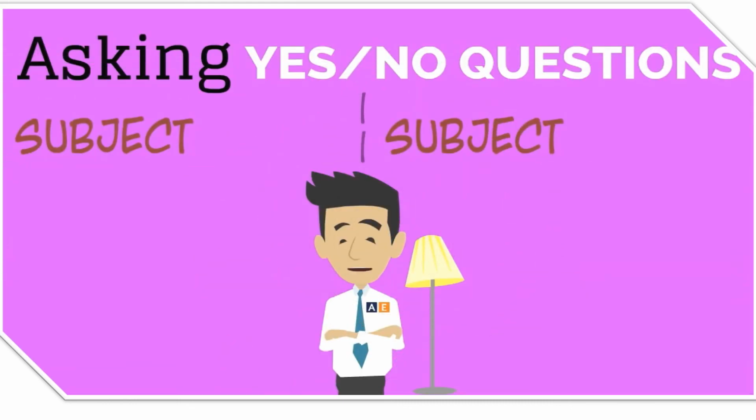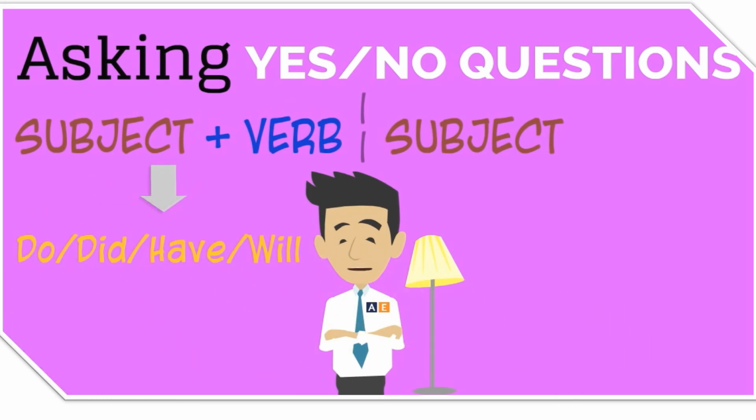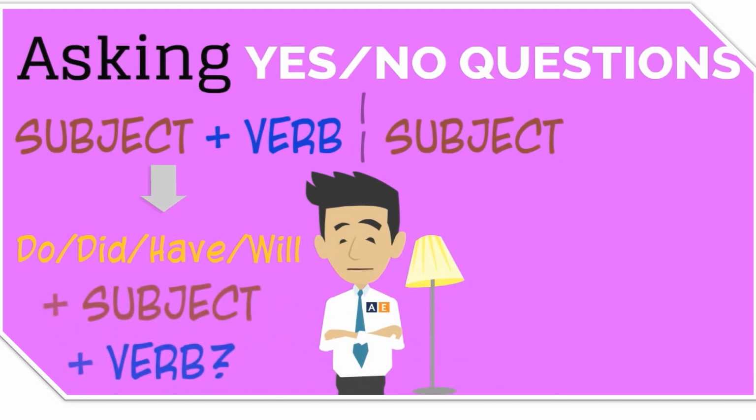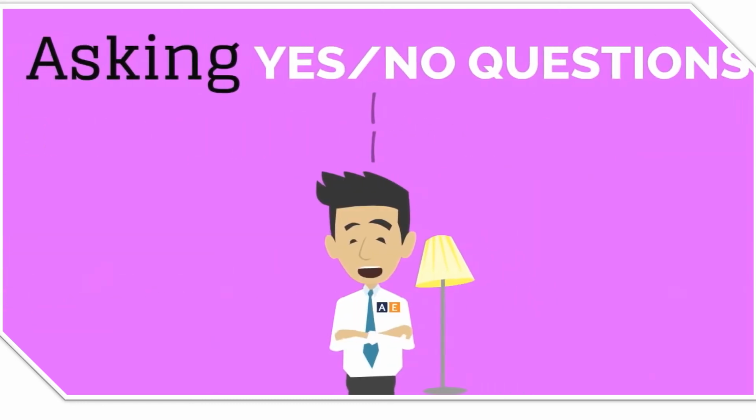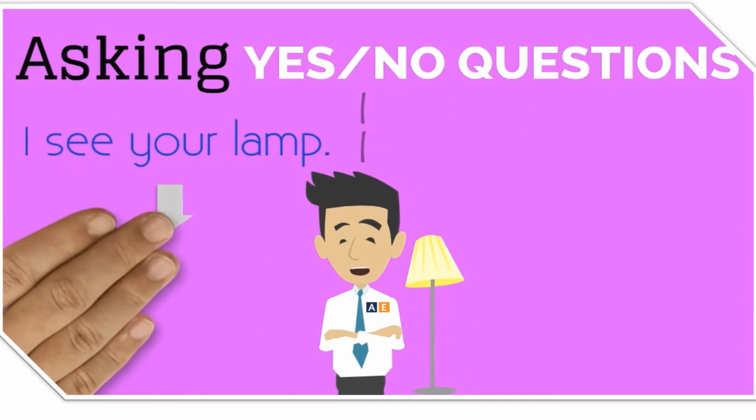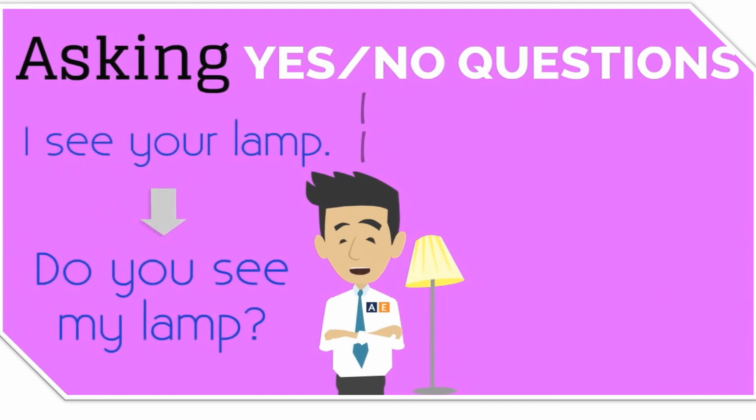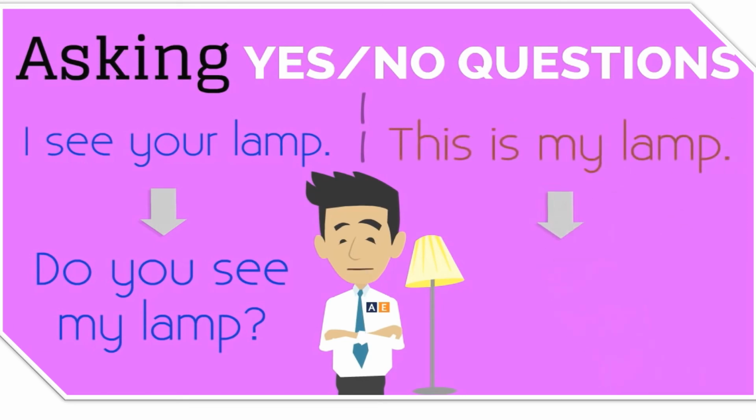To ask a yes or no question with a regular verb, write do, did, have, or will plus a subject plus a verb. For to be, write a form of to be plus the subject. For example, I see your lamp becomes Do you see my lamp? And This is my lamp becomes Is this your lamp?